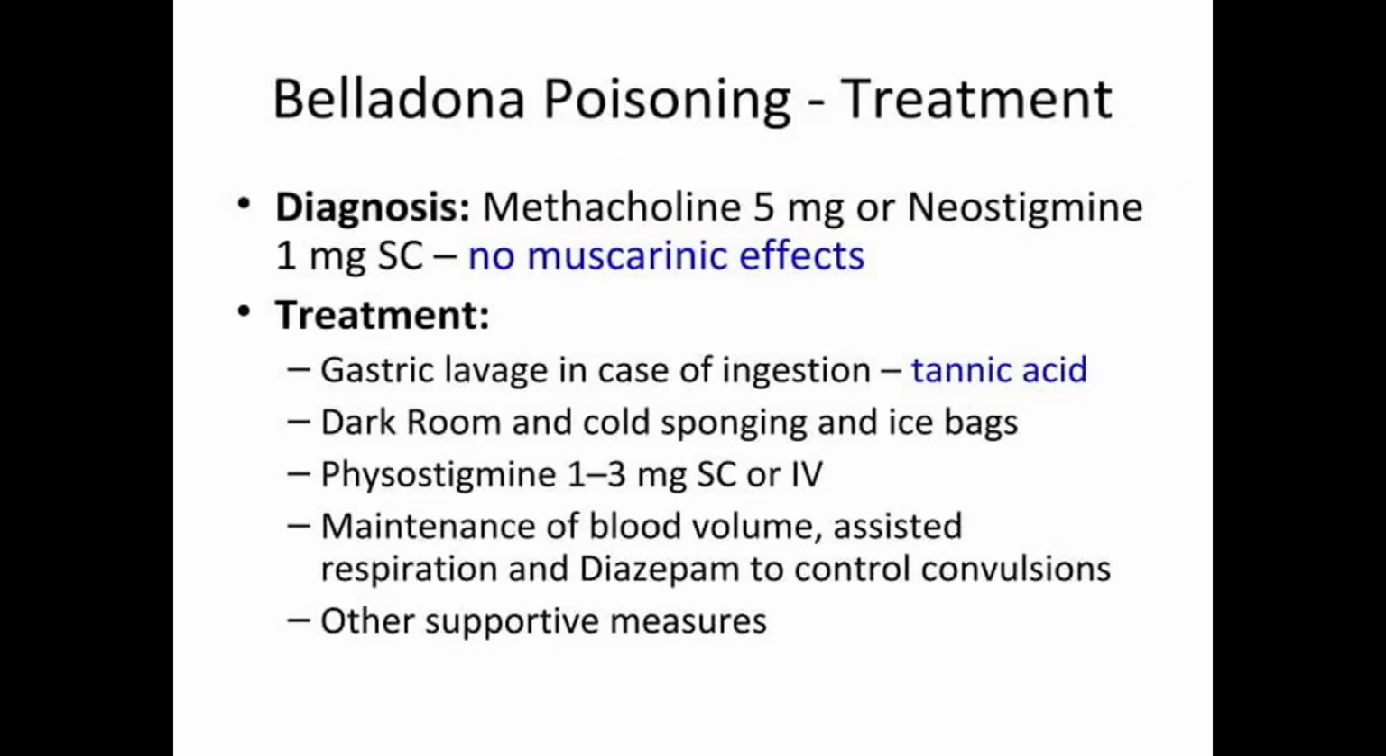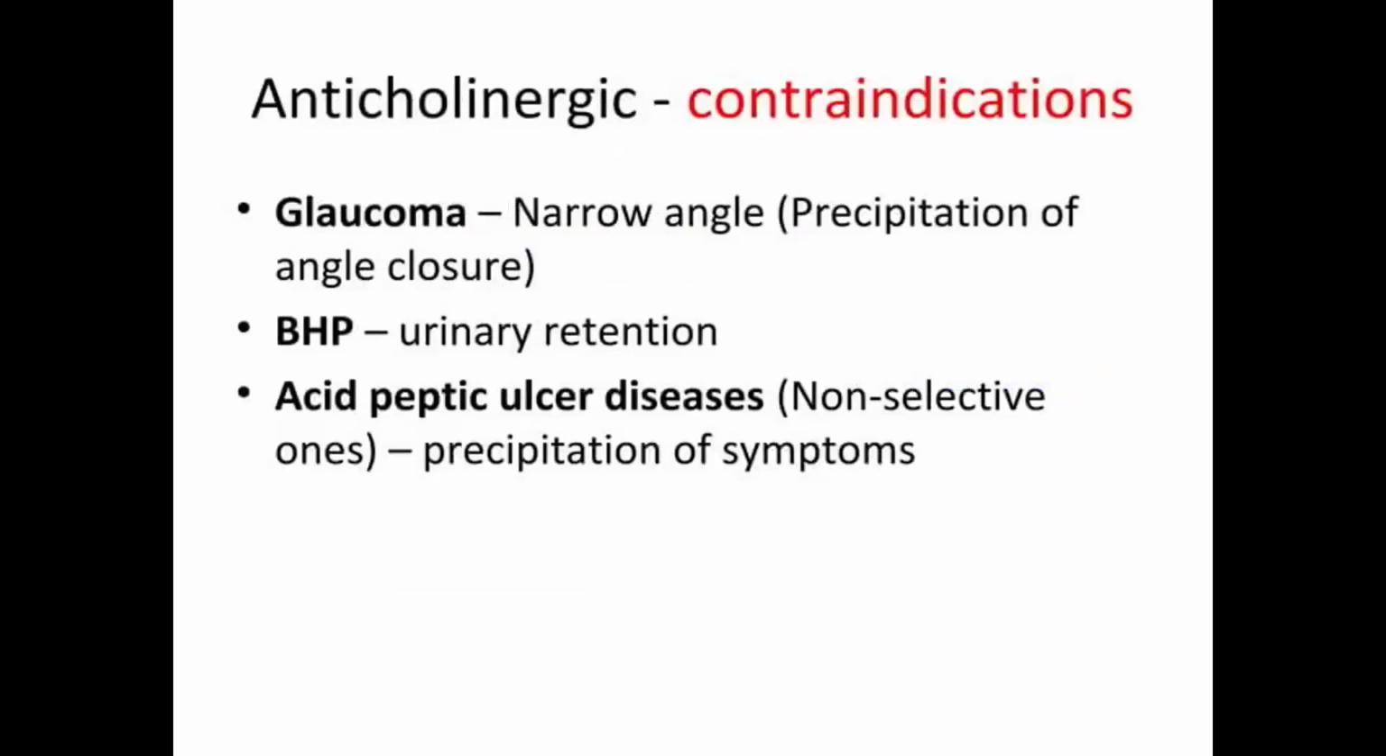I have just added these slides because I wanted to cover the entire anticholinergic system. Initial treatment is gastric lavage. Then we have physostigmine. Then you have to maintain adequate blood volume. To control convulsions, you have to use diazepam or other ganglion blockers, right?